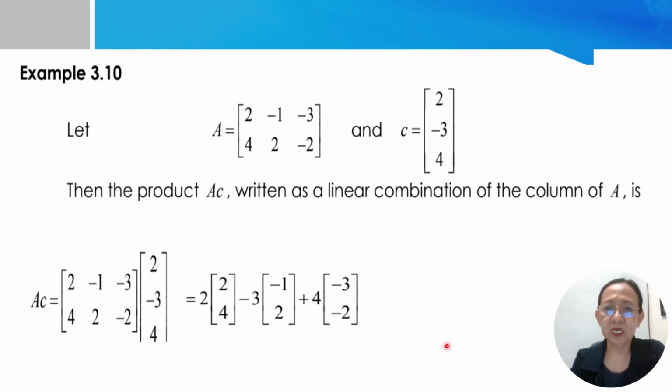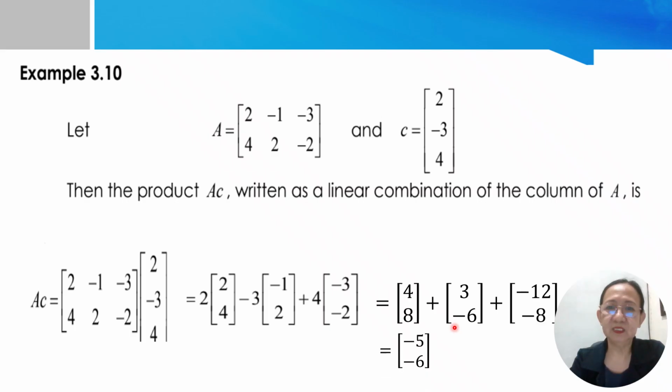So, simplifying, we will get 2 times 2 is 4, 2 times 4 is 8. Added to that, we have negative 3 times negative 1 is 3, negative 3 times 2 is negative 6, 4 times negative 3 is negative 12, and 4 times negative 2 is negative 8. Then, we combine by applying the addition of matrices. We have 4 plus 3 is 7, 7 minus 12, we have a negative 5. Then 8 plus negative 6 is 2, 2 plus negative 8 is negative 6.